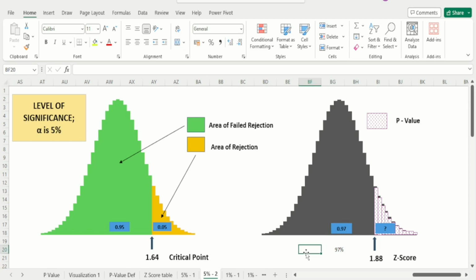And what is the probability, or the area, under the textured area? That is 3%, and that 3% will be 0.03. Now you can clearly see that your p-value is less than the area of rejection. The area of rejection is 0.05, so your p-value is less than that. Which means if you were to draw a sample, it is highly likely that the sample will fall in the area of rejection, because your p-value, as you can see, is clearly to the right of your critical point. In this case, we can safely draw the conclusion that we will be able to reject the null.